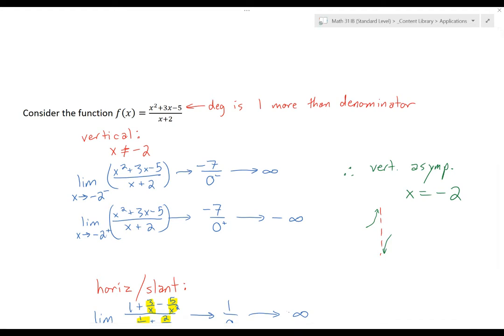If I had a difference of degrees that was 2 or 3, then I wouldn't end up with a straight line when I divided. So if the degree of your numerator is bigger than the degree of your denominator, you're not going to have a horizontal asymptote. If it's 1 more, you're going to have a slant asymptote. If it's 2 or 3 or 4 more, in theory, you could have a parabolic asymptote or whatever, but we're not going to worry about those.